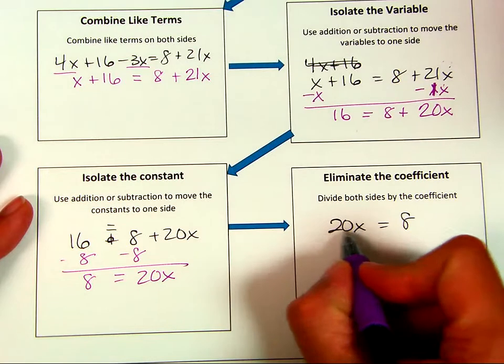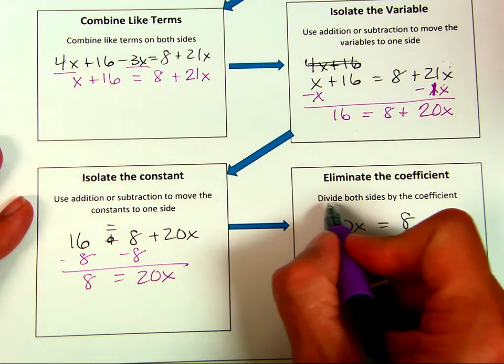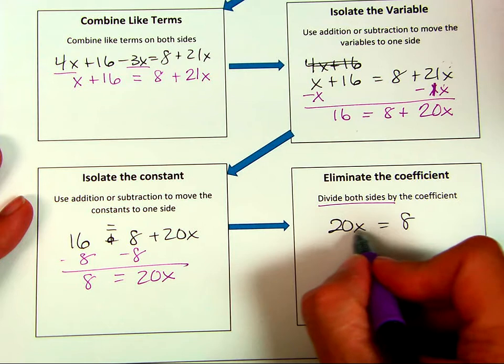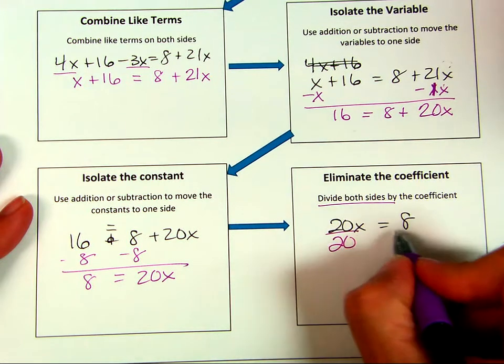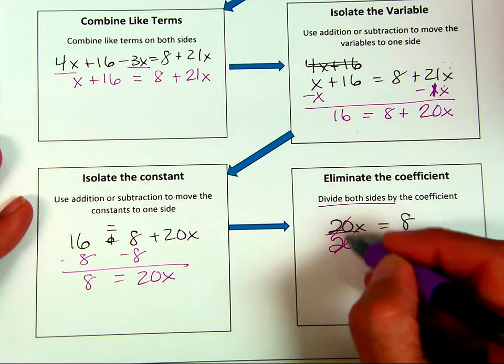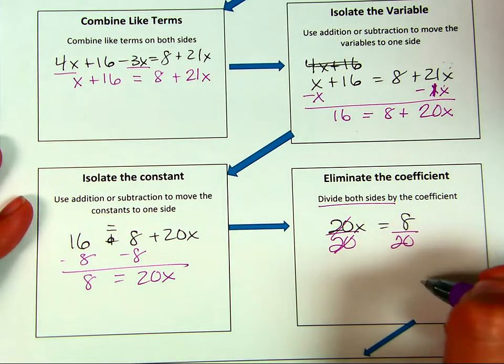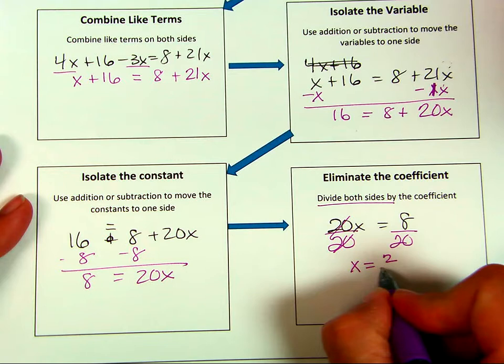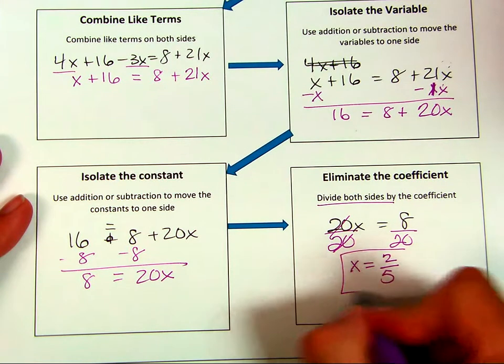So now, to get the x alone, I divide both sides by the coefficient. A number that's in front of the x and multiplied by it is called a coefficient, so that's a word you might need to get used to saying. So I divide by whatever's in front of the x, and I get 8/20. 8/20 reduces: 4 goes into the 8 2 times, and 4 goes into 20 5 times. So x equals 2/5. This is my answer.